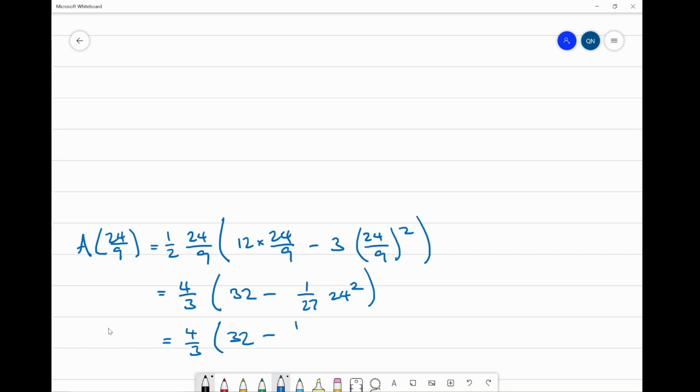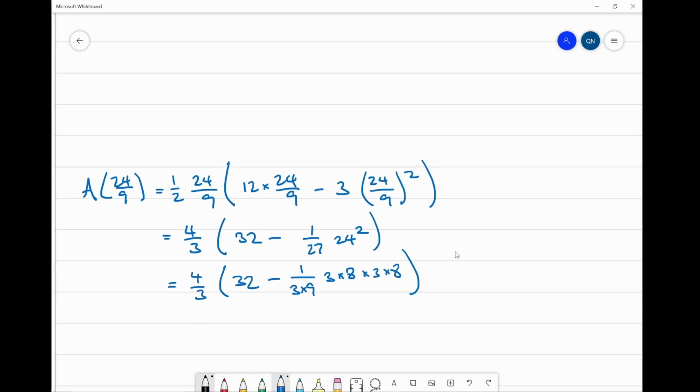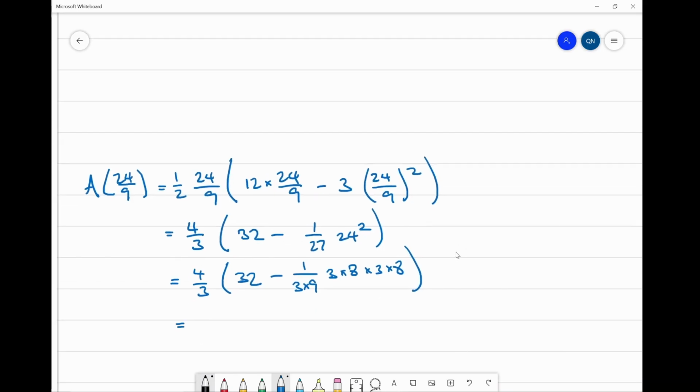So this is going to be equal to 4 on 3, 32 minus 1 over, I'm going to write this as 3 times 9. I'm going to write 24 as 3 times 8, and then times 3 times 8 once again. Sometimes it's nice to decompose your big numbers into factors, so it makes it easier to simplify. So this is 4 and 3, 32. A 3 and a 3 will cancel, and another 9 and a 3 over here can cancel as well, which is quite nice. I really should have written that 27 as 3 times 3 times 3. So a 3 will cancel, a 3 will cancel, leaving you with 64 over 3.